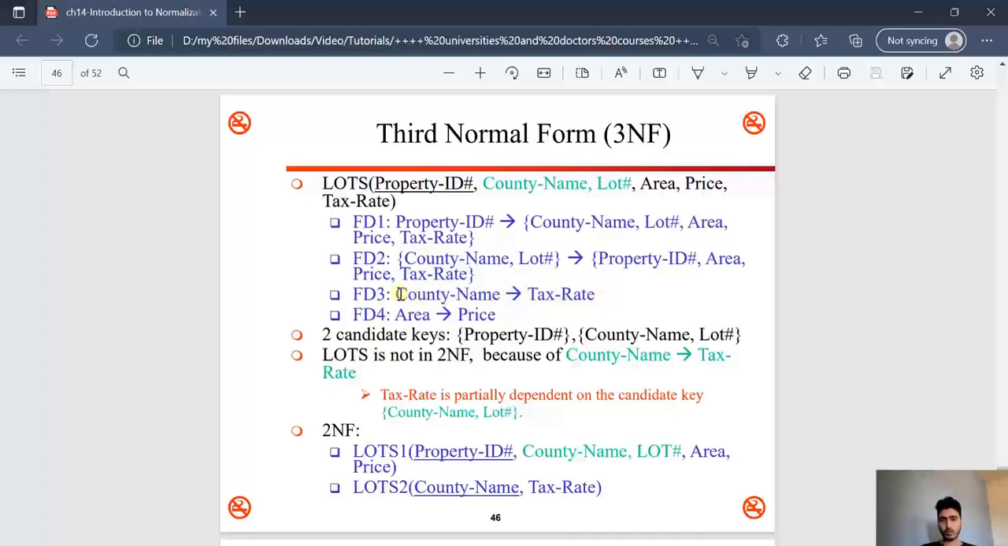So in order to make this relation in 2NF, we need to convert these attributes into a separate relation, and this is what we make in lots 2. We make a new relation called lots 2 and separate the county name and tax rate in this relation, making the county name the primary key because tax rate depends on the county name, and other attributes remain in lots 1. So lots is separated into two relations, lots 1 and lots 2.